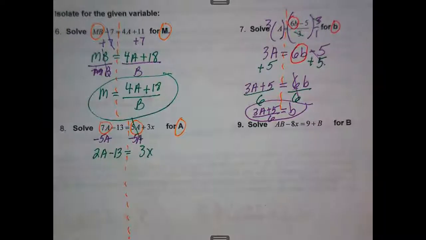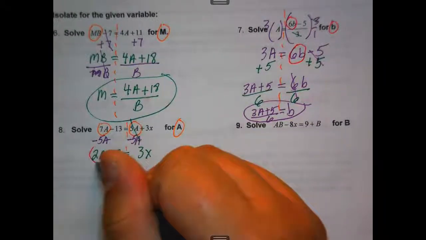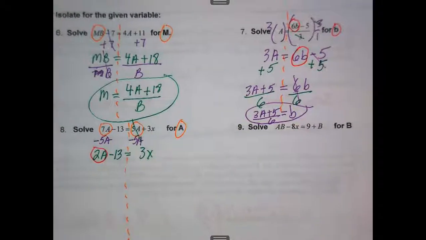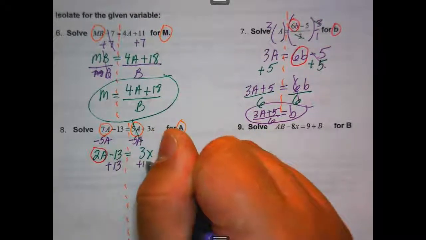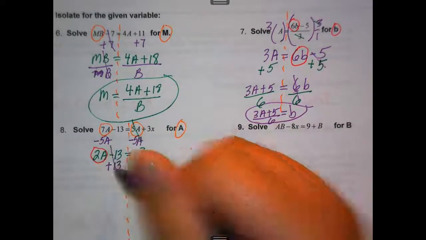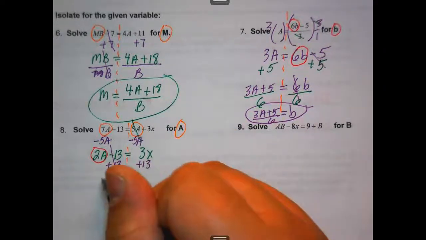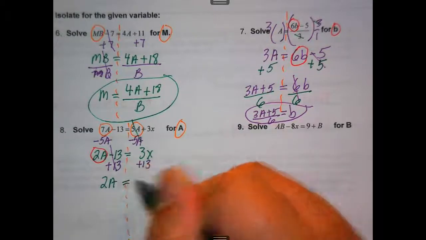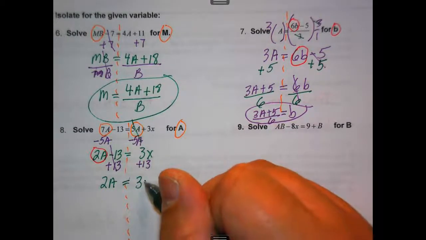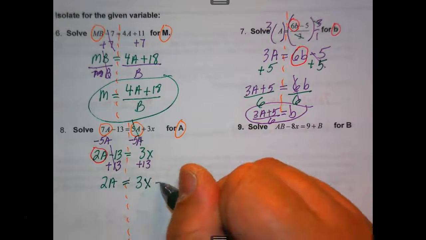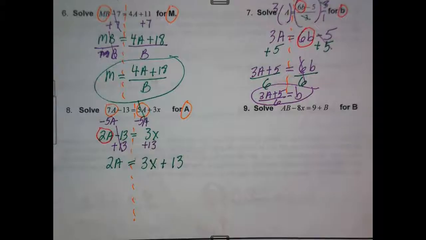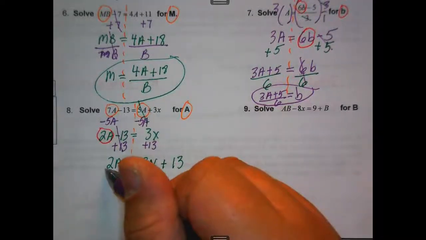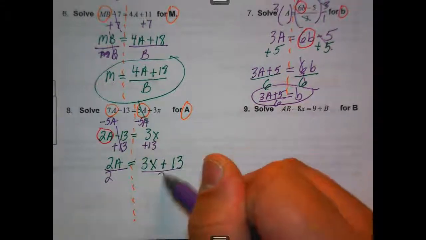Okay, still got to get a by itself. So I'm going to add 13 to both sides. And again, you guys are getting really creative here. I would get things like 16x, 39x. You cannot combine those. And I have multiplication between the 2 and the a, so I have to divide by 2.